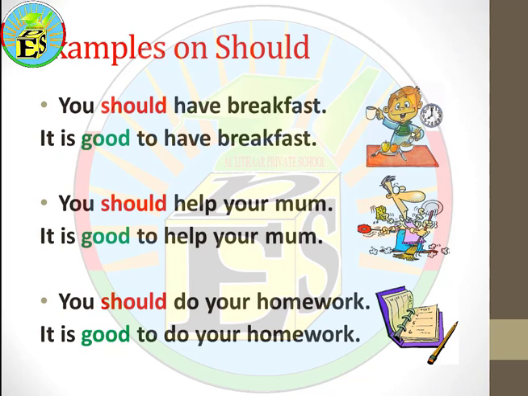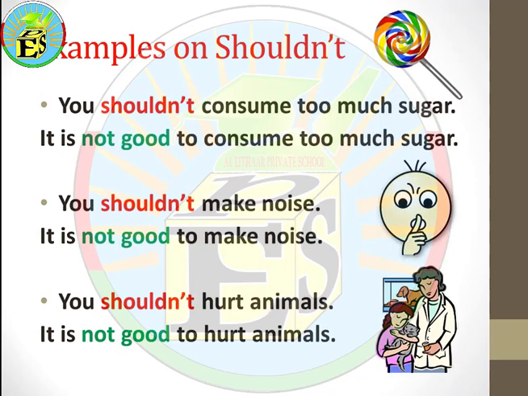And now we will have examples on shouldn't. The first one, you shouldn't consume too much sugar. Shouldn't means should not, which is not good. Okay? So, it is not good to consume too much sugar. Example number 2. You shouldn't make noise. It is not good to make noise. They have the same meaning, okay? The third and last one. You shouldn't hurt animals. It is not good to hurt animals.